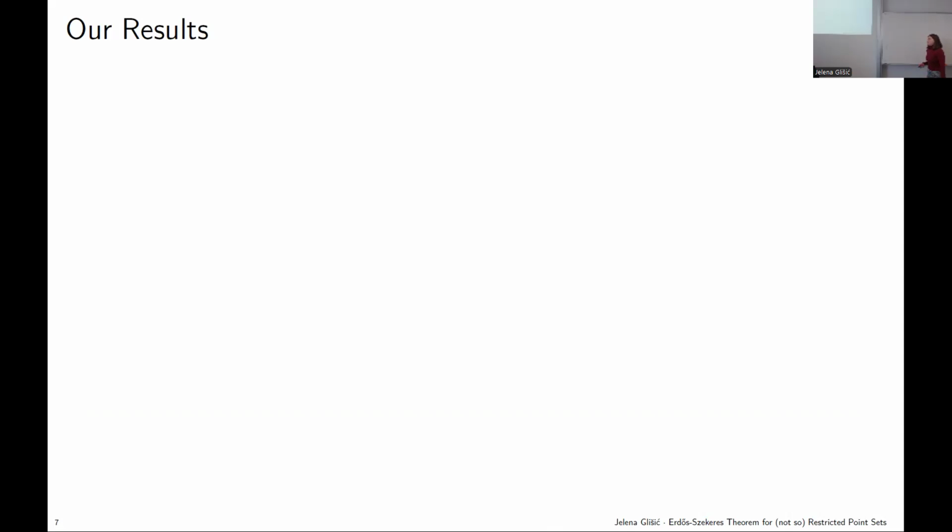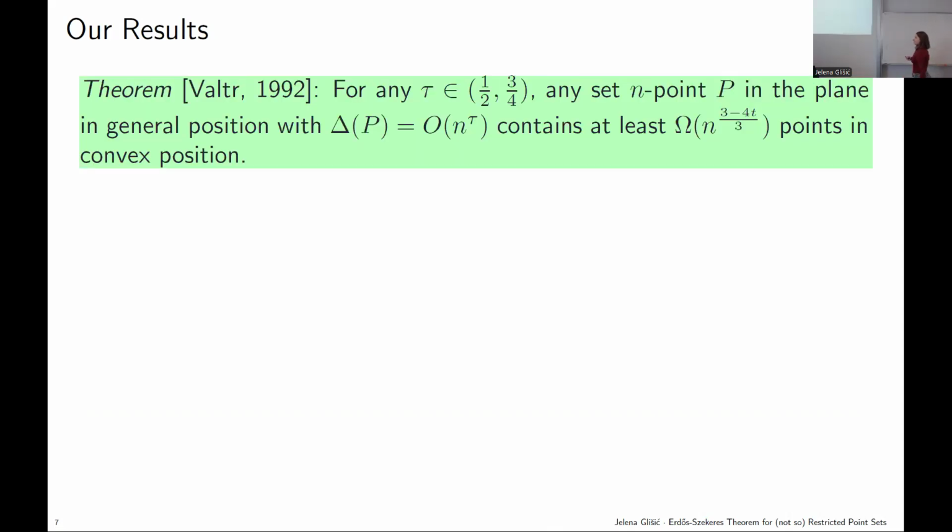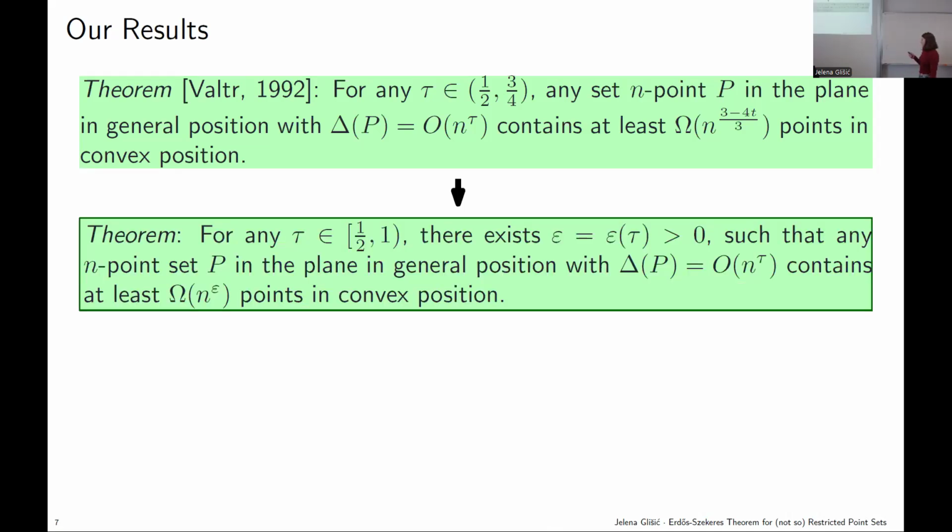So the results I want to tell you about, this is Pavel's generalization, and we actually managed to extend this interval all the way to 1, not including 1, because the constructions of Erdős, which show the lower bound for the Erdős-Szekeres theorem, can be obtained with diameter n. So there is no hope if my diameter is exactly n, but up to n, I want to show something better. And we did exactly this.